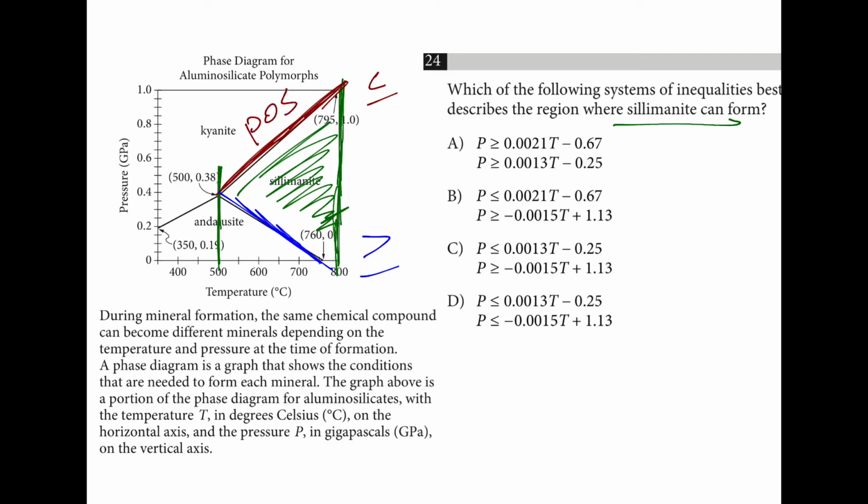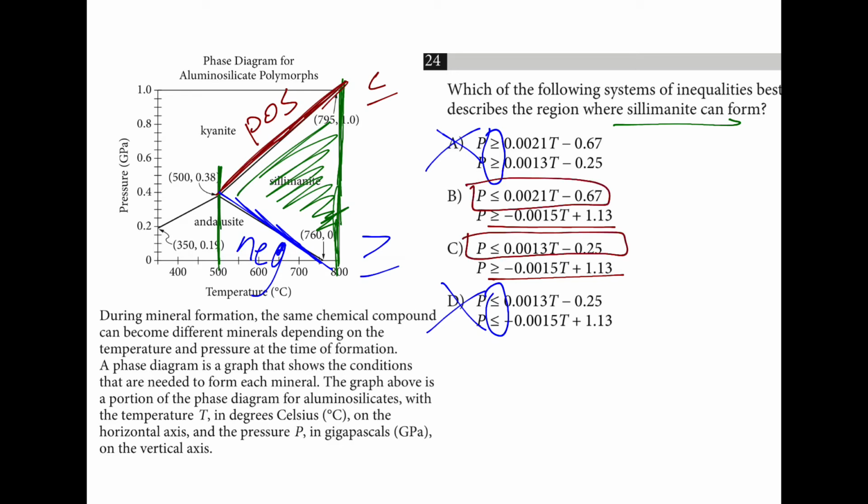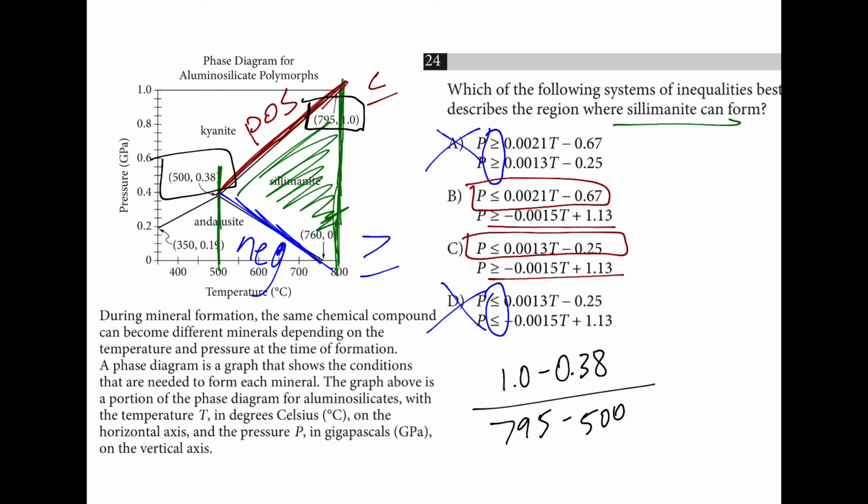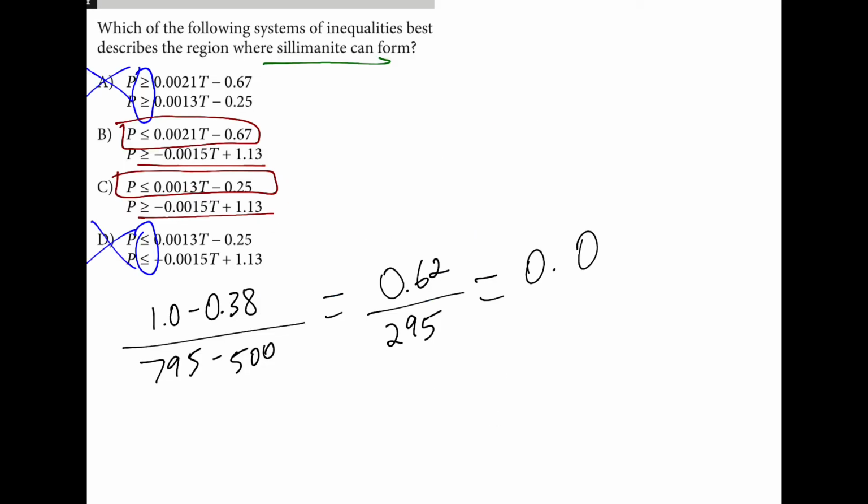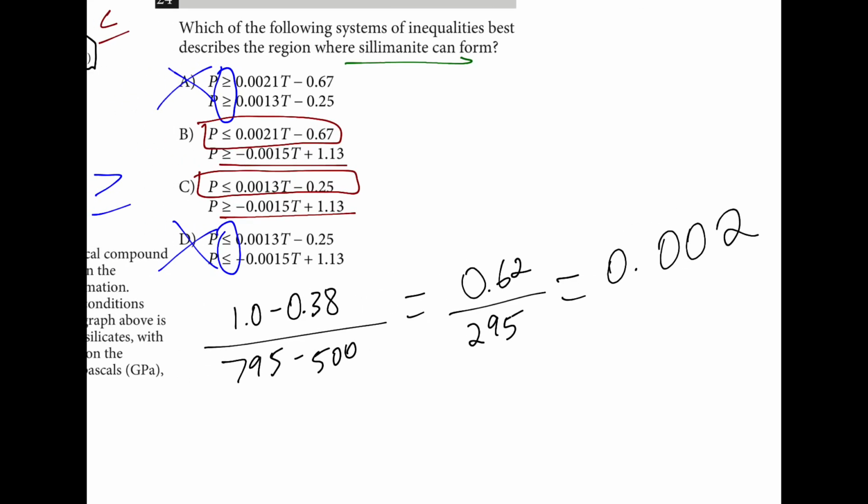I notice this has a positive slope and this has a negative slope. And look at these, they have the same inequalities. Those are both going to be wrong because we're trying to find a region between the two lines. And these both have identical equations for the second one. It's the first one that's different. Both the slope and the intercept are different. If I take these two coordinates, I could find the slope. The change in y over the change in x. I get 0.002. So it's looking like B is going to be the right answer based on the slopes.